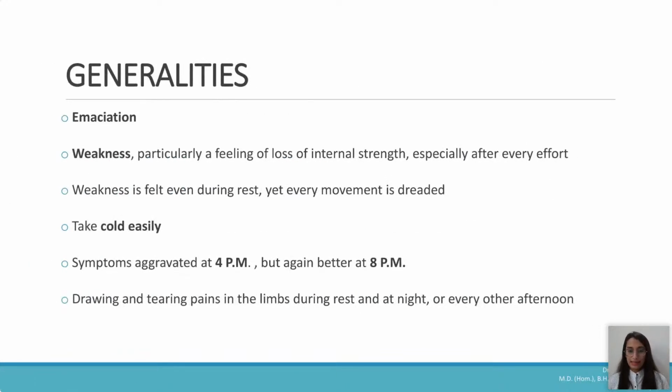Next are the generalities. We'll be seeing the physical general properties of Lycopodium first. Emaciation: like we saw previously, emaciation is more marked in the upper half of the body, but overall Lycopodium individuals are emaciated. Secondly, weakness. They feel a lot of loss of strength, and that is worse after every effort. The slightest exertion makes it difficult for them. And this weakness is felt even during rest. Every movement is dreaded because after that they feel extremely weak and lethargic.